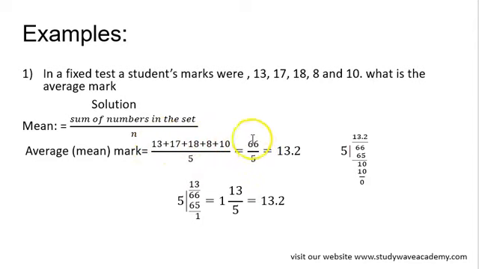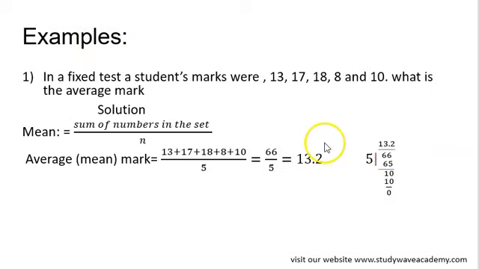Do we understand? Then we divide 66 divided by 5. What is it going to give us? 13.2. How did we get our 13.2? We used our long division method. We thought of a number that when multiplied, will give us a number close to 66. So it was 13. So 5 times 13 will give us 65, a remainder of 1.